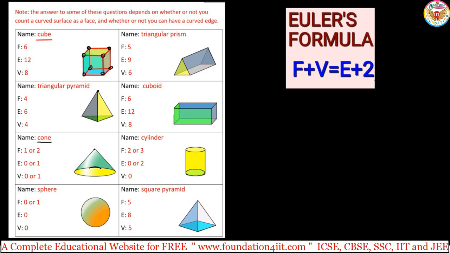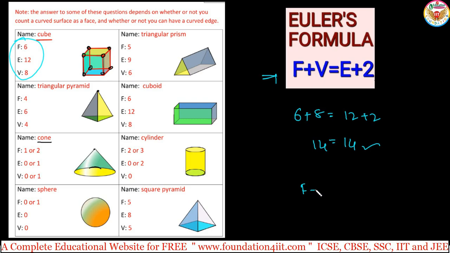Depending on this, we have the formula, that is Euler's formula. Faces plus vertices is equal to edges plus 2. For example, the first one: faces is 6, vertices is 8 and edges is 12, plus 2. 6 plus 8 is 14, 12 plus 2 is 14. So it should match. The formula is f plus v is equal to e plus 2.